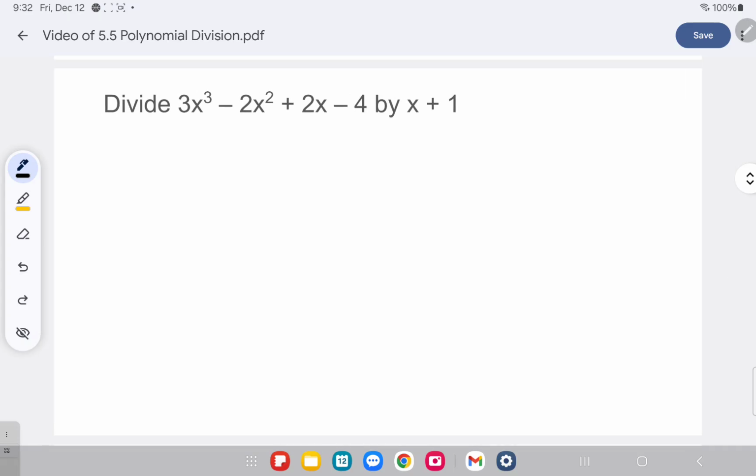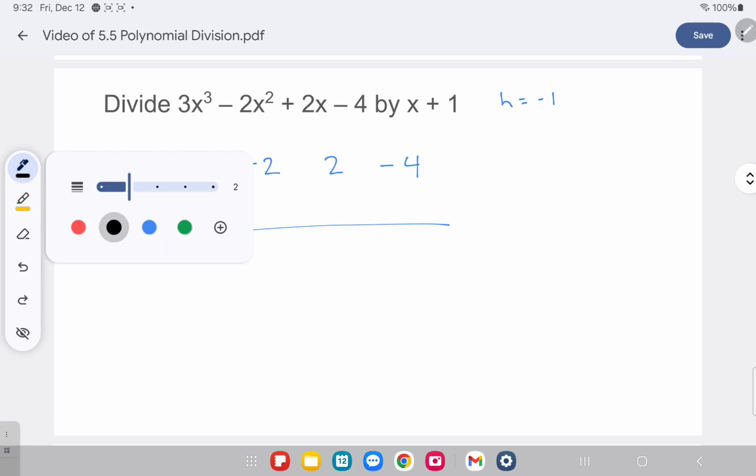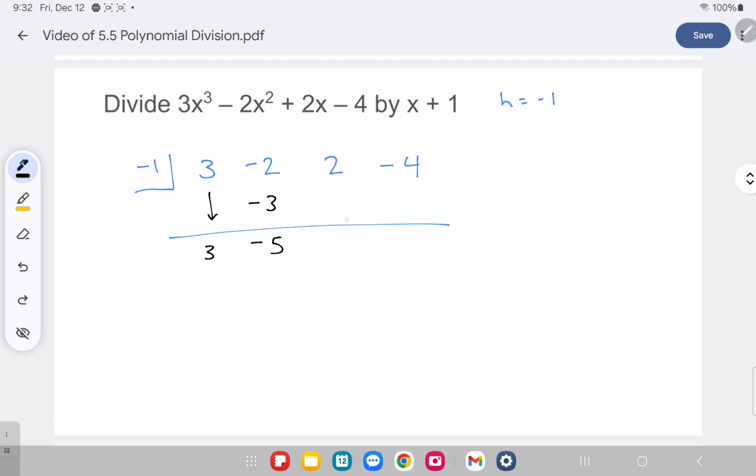So here's another example where we're dividing by something in the form x minus h. In this case, our h is negative 1. So that's what's going to go in the box. And then we're going to list our leading coefficients. So we have a 3x cubed, negative 2x squared, 2x, and negative 4. I'm going to bring down that first number, multiply it by what's in the box. Add down, multiply by the box. Add down, multiply by the box. Add down.